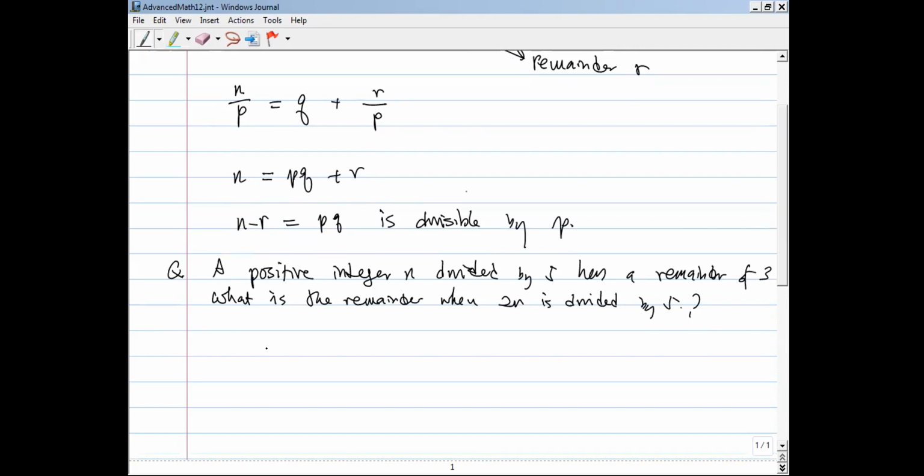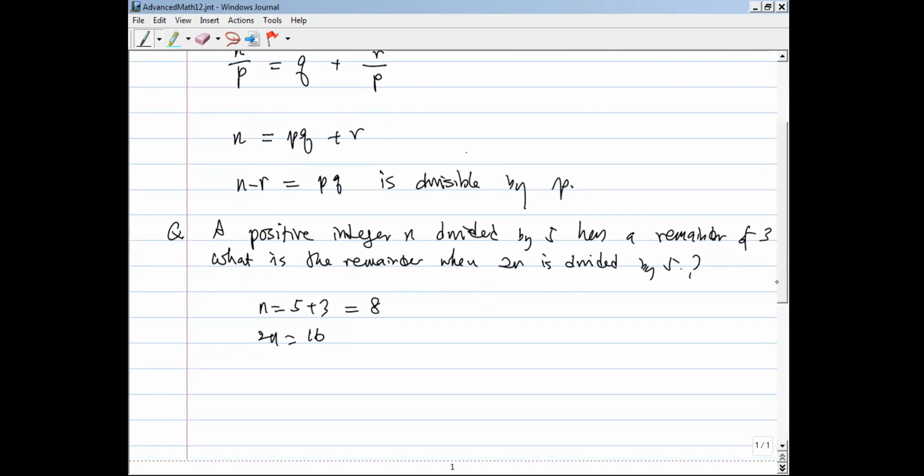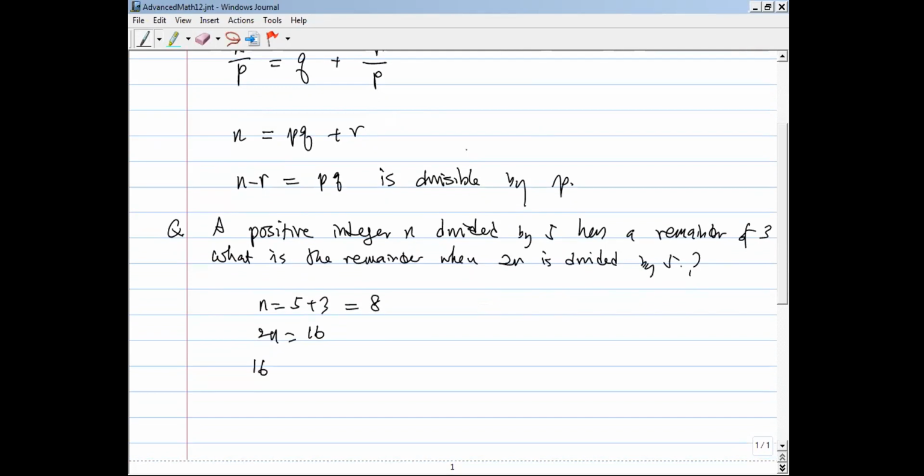Now let's look at the first case. Assume the answer is definite. So when n is divided by 5, it has a remainder of 3. So n could be 5 plus 3, which is 8. Then 2n is 2 times 8, which is 16. So you divide 16 by 5, and what do you get? 16 over 5, the remainder is going to be 1.